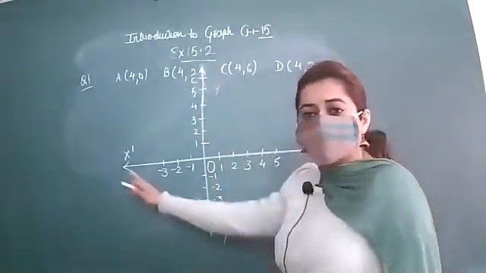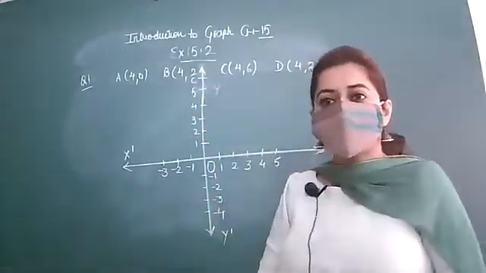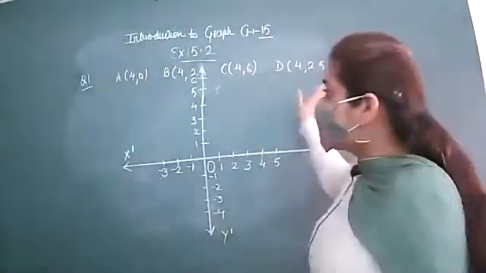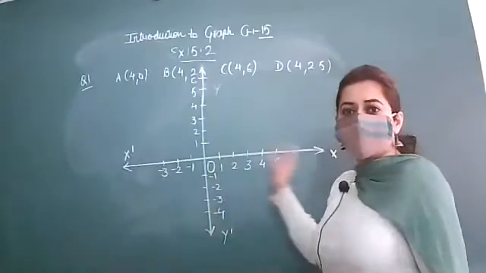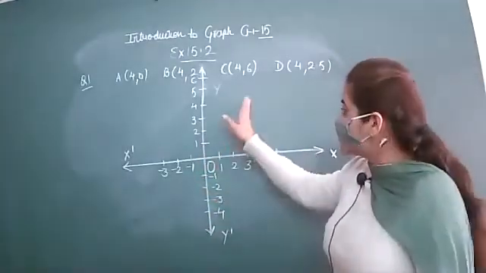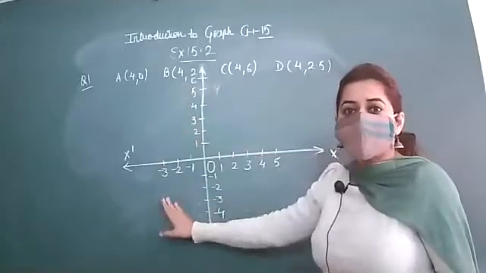When you draw these two coordinate axes, this will divide the plane. Plane means any plane surface. When you draw these lines, this will divide the plane into 4 quadrants. This is your first quadrant, second, third, and fourth.